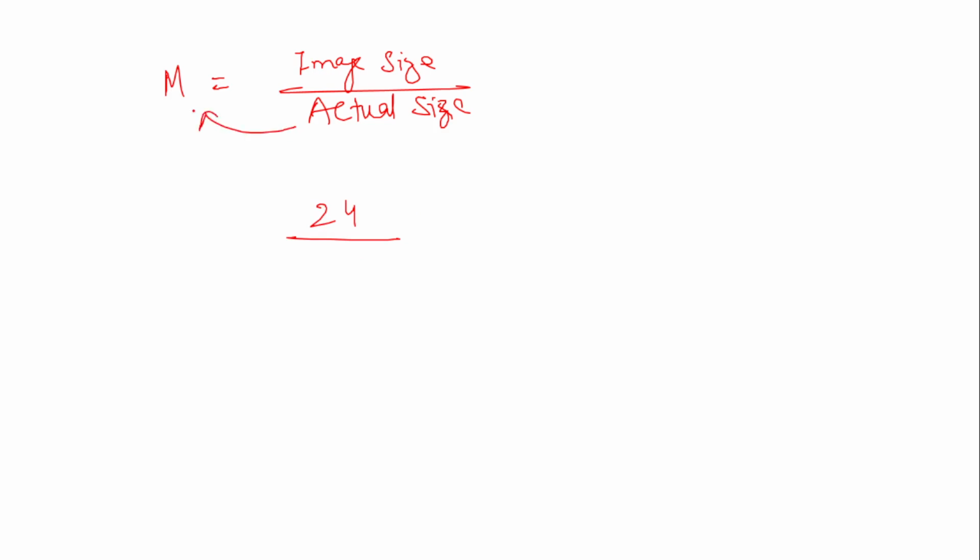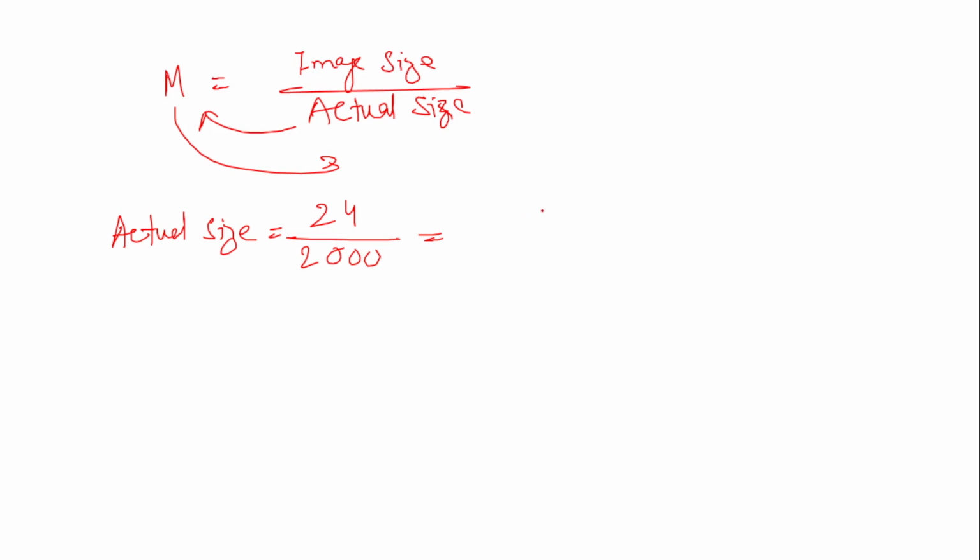Again, the same formula we will use. Magnification is equal to size of image upon actual size. So here we have to find out the actual size. Image size we can find out using a scale, and magnification we already have here, right? So here the image size is approximately 24 millimeters, and if I take actual size there and magnification here, then actual size will be equal to 24 upon magnification, which is 2000x.